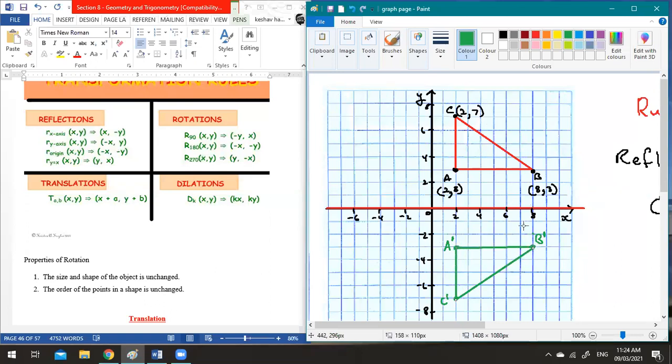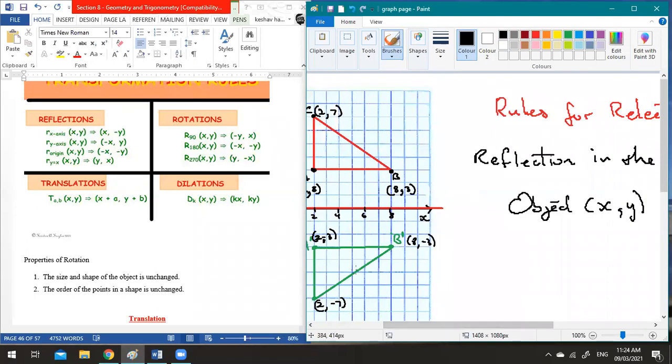you would see that we reflected in the x-axis, right? So this point here, sorry, it's green. This point here will be 2 and -3. Here's 8 and -3. And here's 2 and -7.